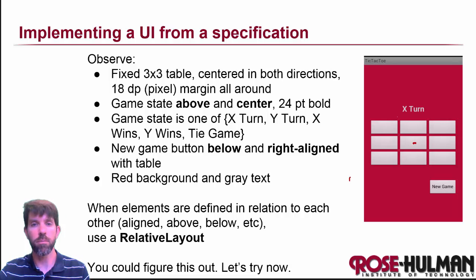We notice that above this we have a game state. Everything else is sort of defined relative to the tic-tac-toe board itself. It has a game state above, and it has a new game button below. This is going to be above and centered, 24 point. It has various values here: it starts off saying that it's X's turn, but of course it could be O's turn, and it could be displaying who wins, or saying that there's a tie.